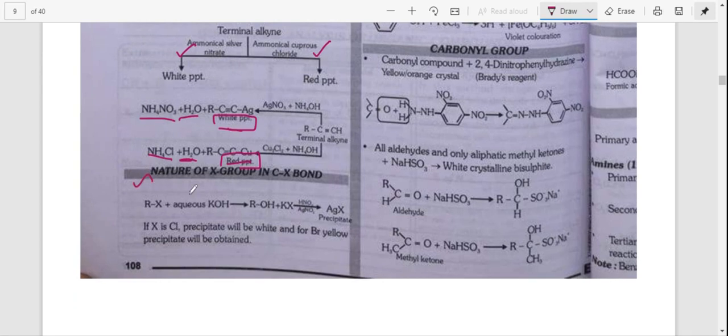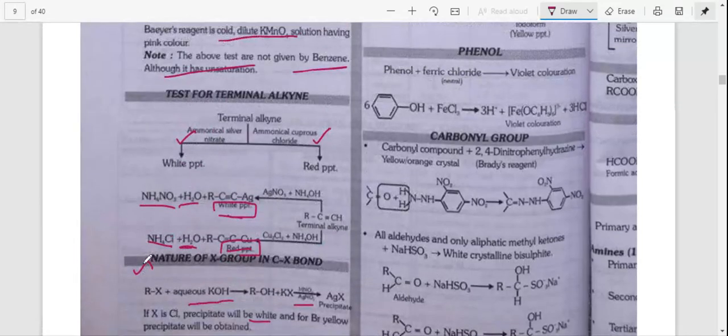Next, how will you distinguish the nature of the X group in a C-X bond? The C-X bond we can distinguish by aqueous KOH. That is, it will give ROH plus KX. When treated with HNO3 and AgNO3, it will give an AgX precipitate. And if X is chlorine, the precipitate will be white. And for bromine, a yellow precipitate will be obtained.